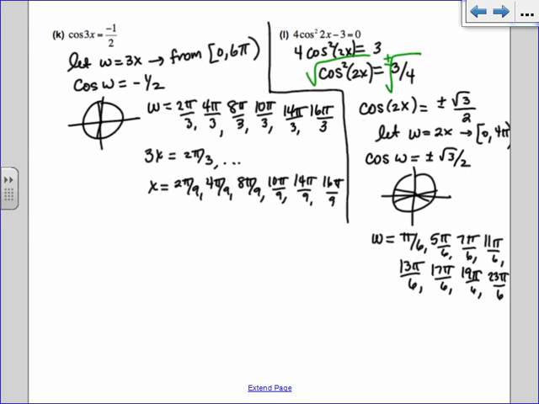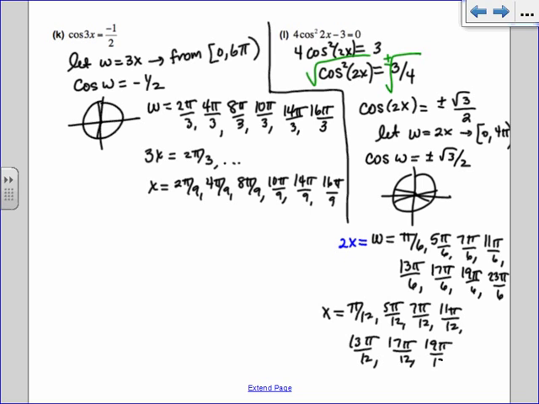So that's all equal to 2x, right? So our answer then is we divide every single thing by 2. Okay, so we're going to have pi over 12, 5 pi over 12, 7 pi over 12, 11 pi over 12, 13 pi over 12, 17 pi over 12, 19 pi over 12, and 23 pi over 12. And we know we're good because 23 pi over 12 is not quite to 2 pi. See how it's less than 2 pi? So we're good. Does that make sense?